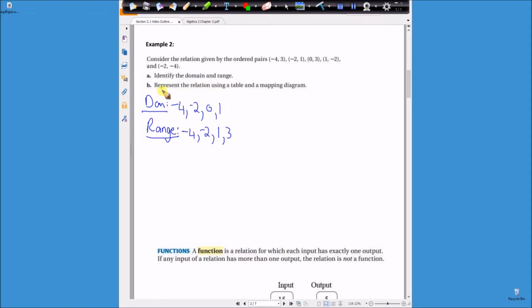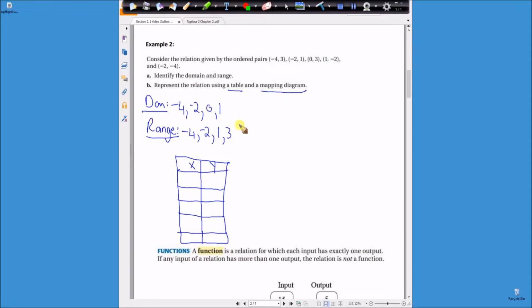And then this time they're asking us to represent the relation using a table and a mapping diagram. So tables are nothing new to you. It's kind of hard to draw a table nicely here with my tablet, but we've been doing these forever. So I'll try and speed this up a little bit. You're basically just writing in the ordered pairs: -4, 3, -2, 1, 0, 3, 1, -2, and -2, -4.